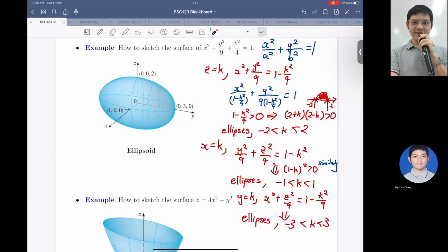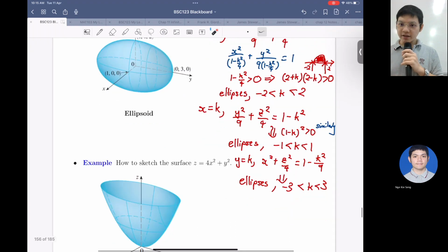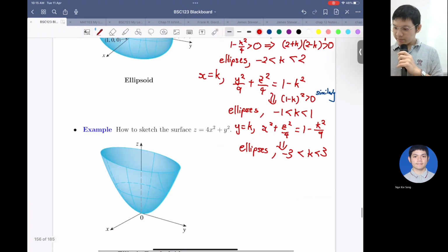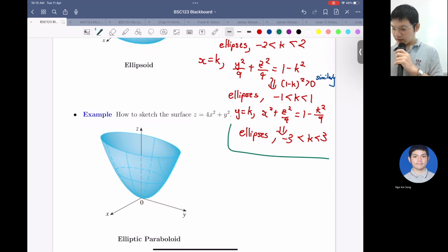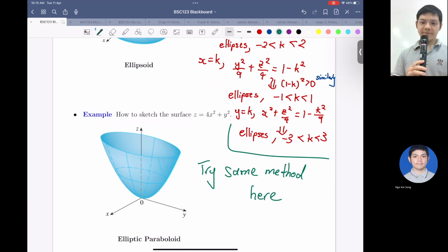Okay. I mean, first time seeing it is quite horrendous. So if you do more, maybe you'll get used to it. Okay. Yeah. You can try the same method. Try the same method on this question here. Then we will discuss other cases. So try the same method here.